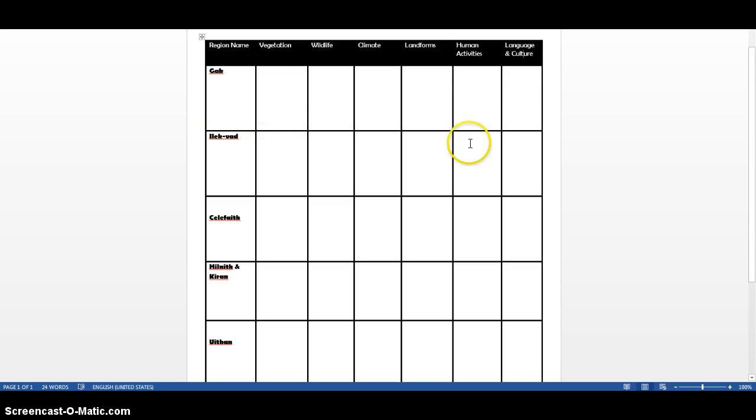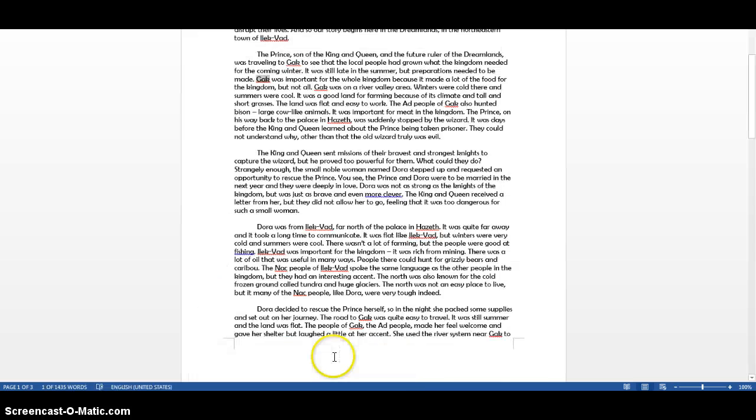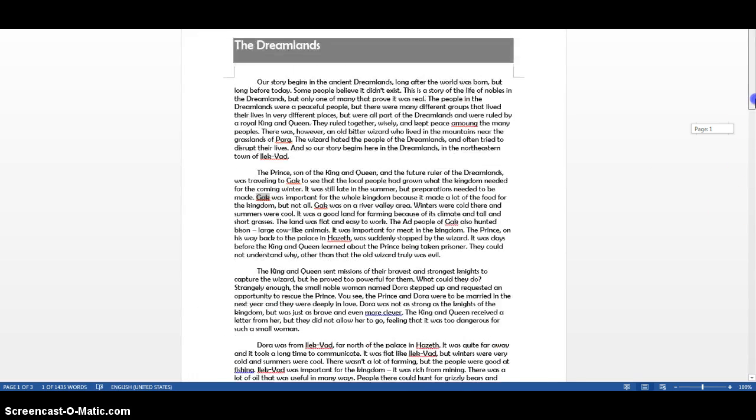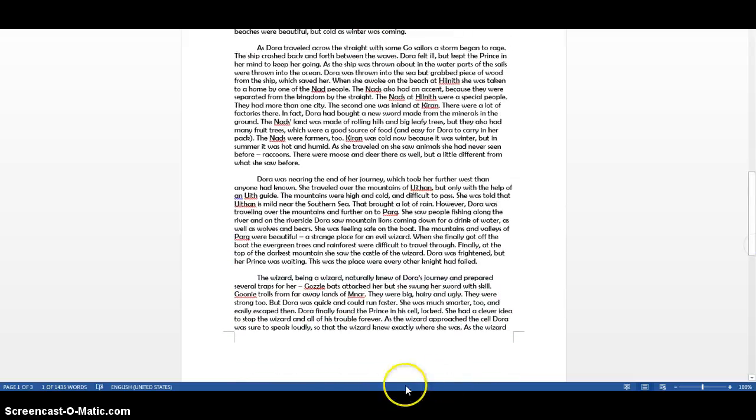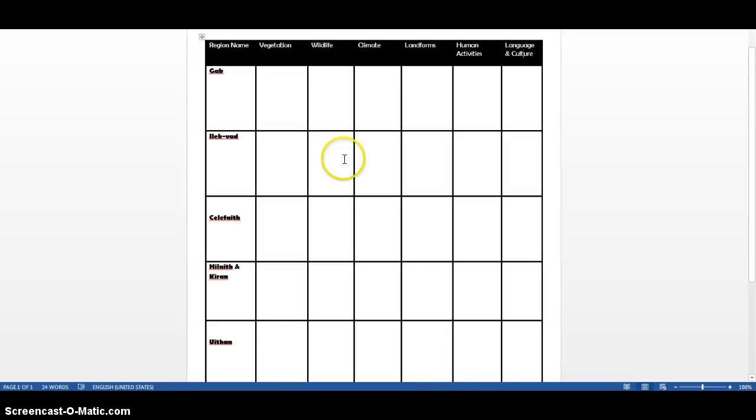So for each of these, for each region, we're going to have a whole bunch of information. You have to find that information by reading this. All the information is written in here. You just have to pull it out and stick it in here. Insert it in here, write it in here.